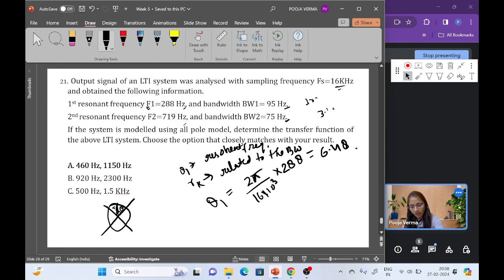Then the bandwidth is also in hertz, so we need to calculate it in radians also. Similarly, we have to calculate this. For example, take it like Bk. So 2 pi by Fs, that is 16 kilohertz, multiplied by 95 hertz. What will we get? Can you calculate this? Here we need pi as 3.14 because it is not an angle. Okay, so just calculate it.